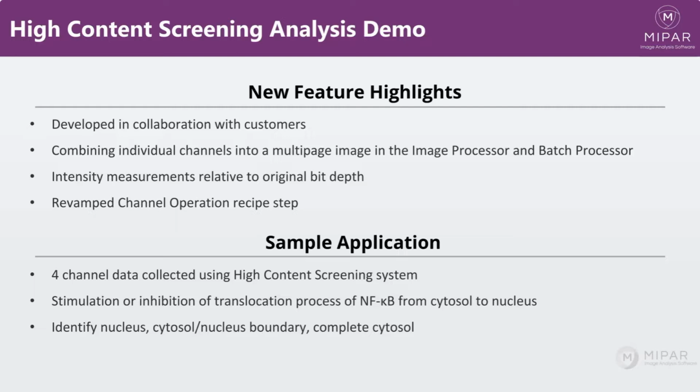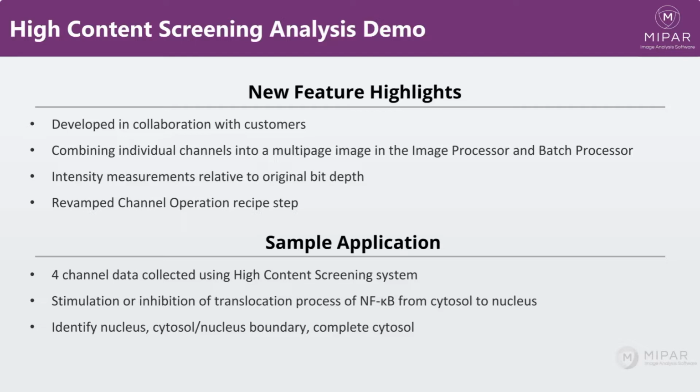And lastly, we revamped our channel operation recipe step to be able to handle more complex operations and to maintain floating point precision until the final output. We also added some new settings for the output of the image to help improve the accuracy and the power of the recipe step.